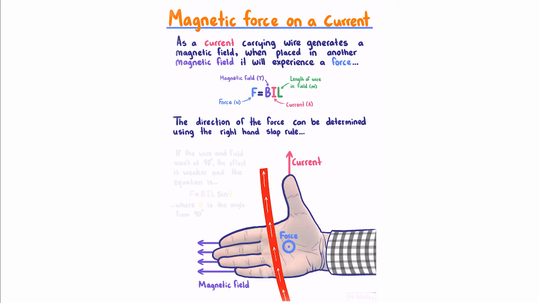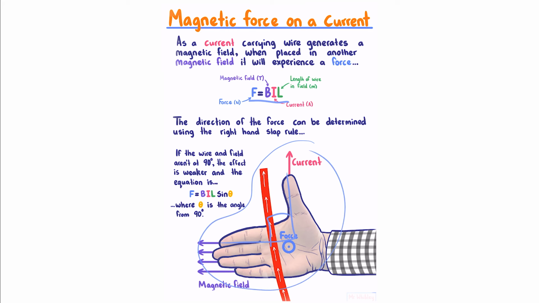And so in this case, the wire is going to experience a force out of the page. Important to note that this equation here is a maximum, which only occurs when the current and the magnetic field are at 90 degrees. If the wire and field aren't at 90 degrees, the effect is weaker and the equation now has a sine theta, where theta is the angle from 90 degrees. And so for our situation here, our angle is going to be 90, sine of 90 is 1, and so we just have F equals BIL as above.